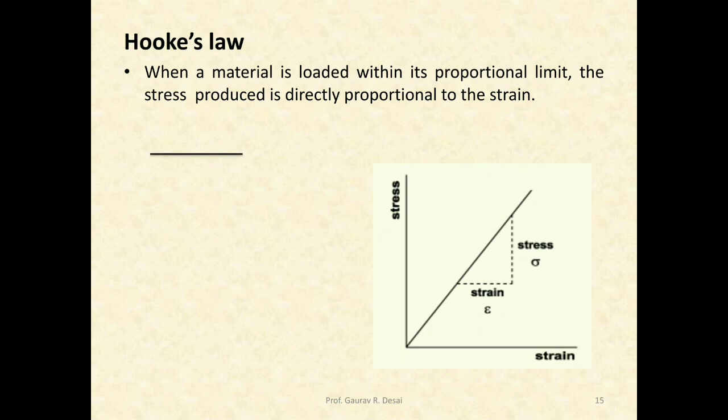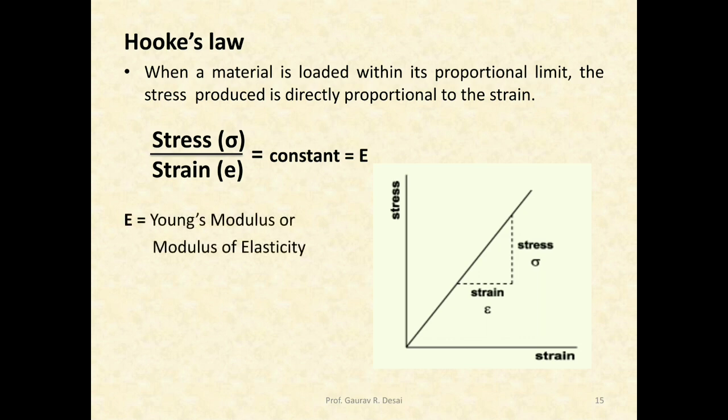It is denoted as stress sigma upon strain equals a constant, which is denoted by capital E. Now what is this term capital E? E is known as Young's modulus or modulus of elasticity, and its SI unit is Newton per mm square. So this constant is defined as E, which denotes Young's modulus or modulus of elasticity.